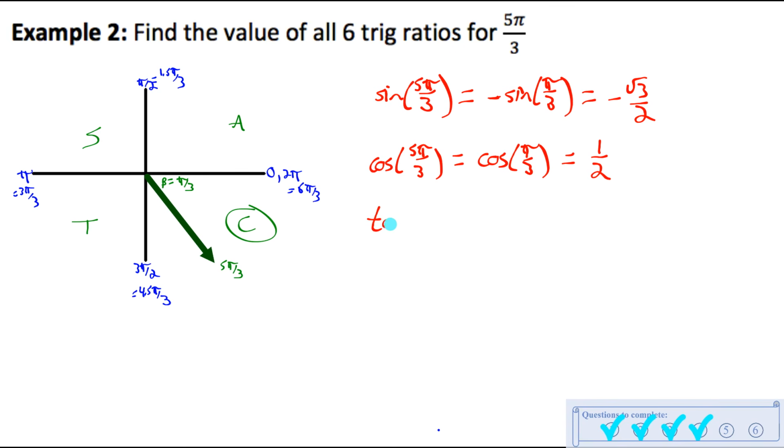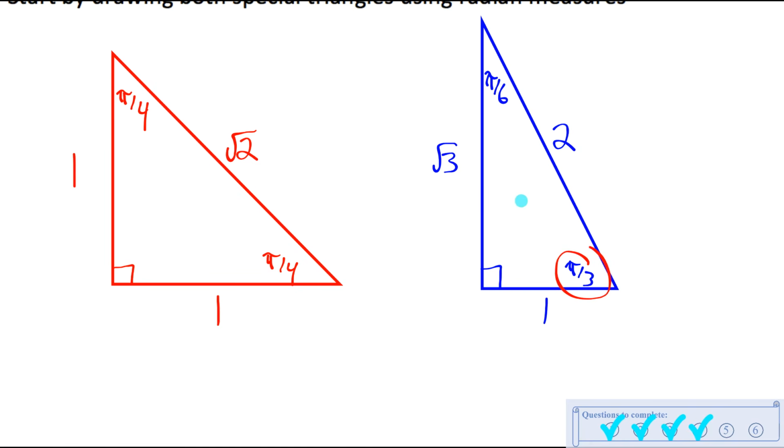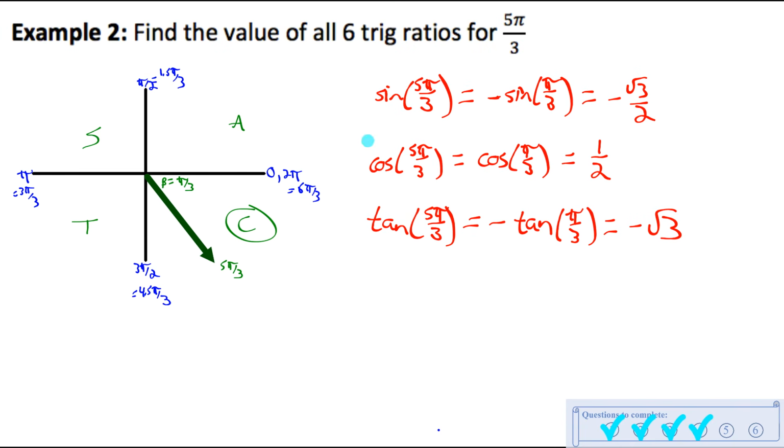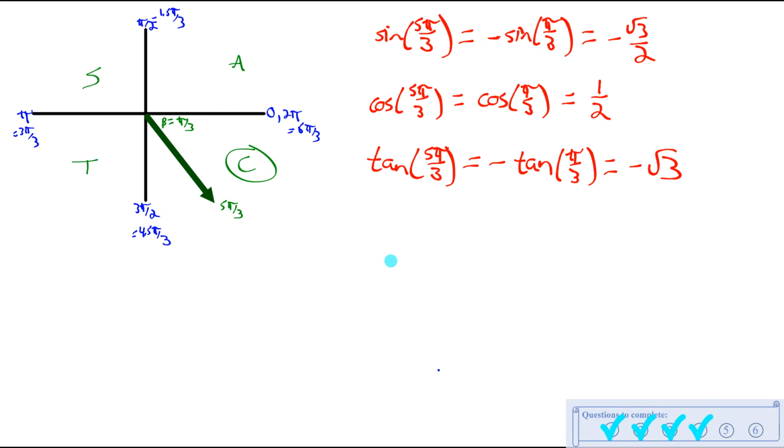And now let's do tan of 5 pi over 3. That would equal negative tan of its reference angle. I had to put a negative because we're in a quadrant where only cosine is positive. And what is tan of pi over 3? Look at the special triangle. Tan from there would be opposite over adjacent, which is just root 3. So I can put negative root 3. So we now have the ratios for sine, cos, and tan of 5 pi over 3. Using those ratios, I could figure out what the reciprocals are.